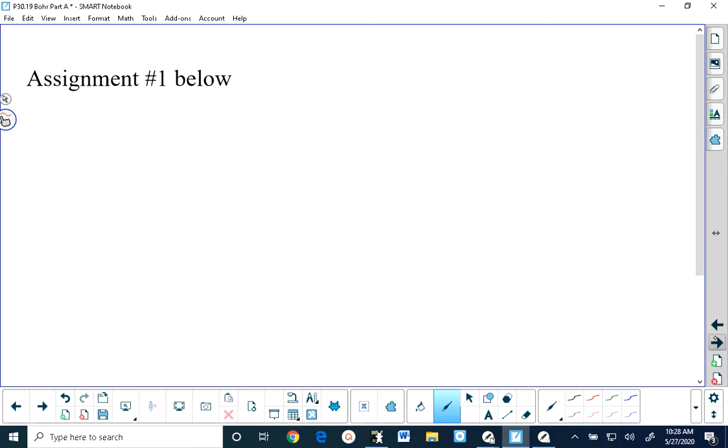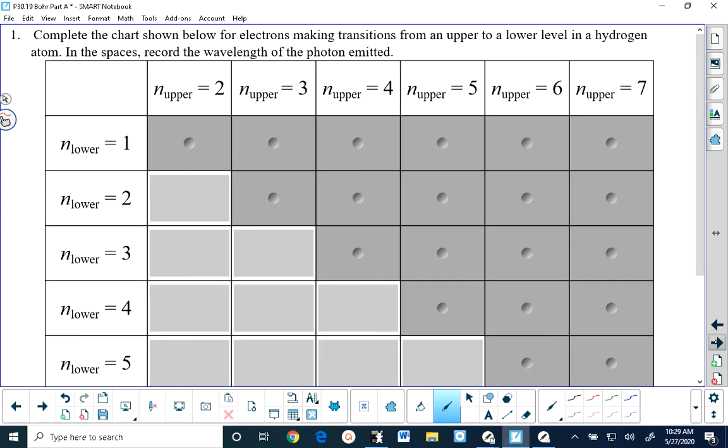Your assignment is question 1. Now let me explain question 1 to you. You have to use the energy level diagram that's in the shared folder to fill in this chart. So let's talk about the very first entry. How are you going to fill that entry in? What that is saying is we have an electron in hydrogen that goes from an upper energy level of 2 down to a lower energy level of 1. And the question is, what is the wavelength of the photon emitted?